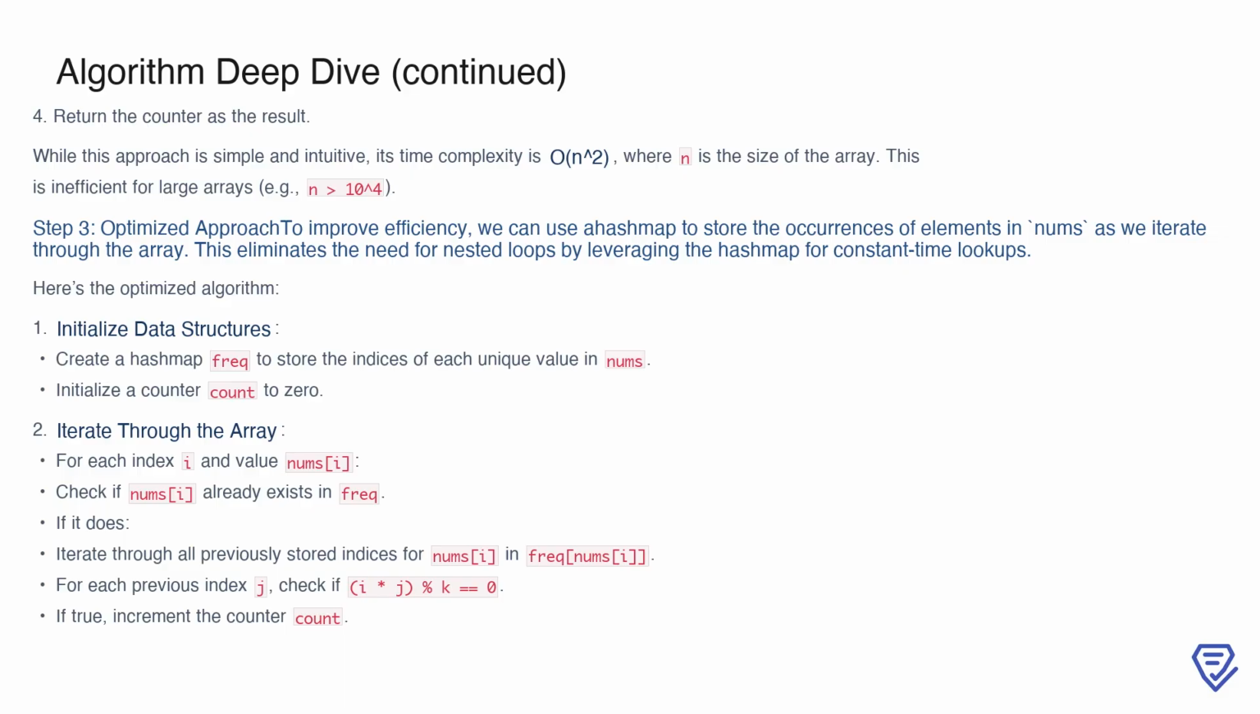The idea is to store the indices of elements as we iterate through the array, which allows us to avoid the double iteration of nested loops. This reduces redundant computations and makes the algorithm more efficient. Let's break this optimized approach into steps. First, we initialize a hash map called frequency to store the indices of each unique value in nums. We also initialize a counter, count, to 0, which will track the number of valid pairs we find.